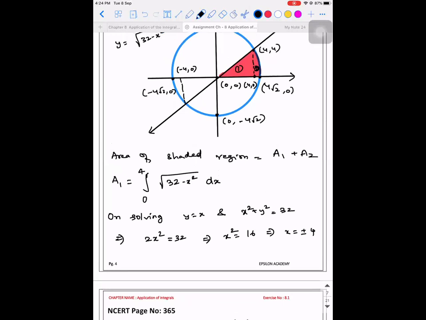See, what is the expected area? What shape is it taking? It's a triangle. So expected area is half into base. Base is 4 into height is also 4. This and this will get cancelled. Means when you solve this, you should get the answer as 8 square units. You can do this as rough work and verify whether you are getting the same answer. Don't write it directly.